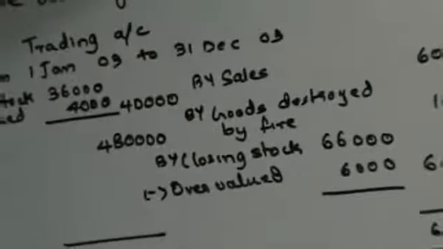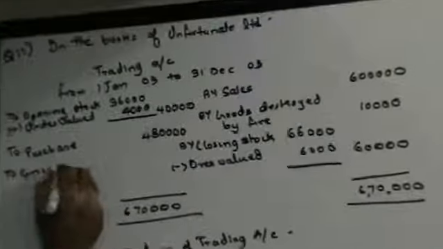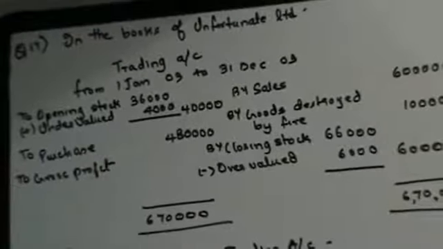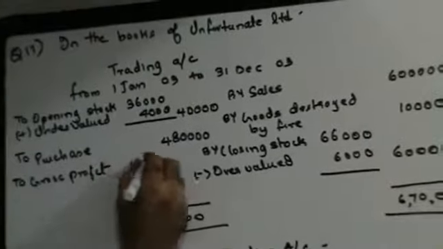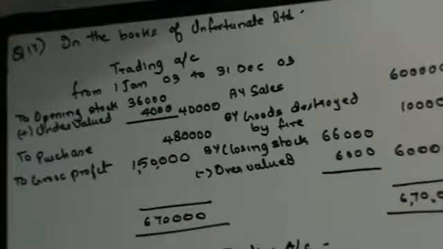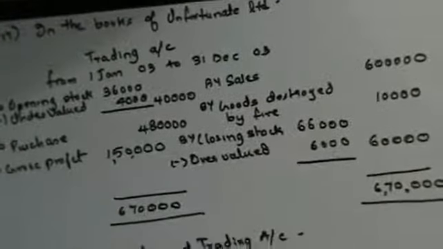6,70,000. The difference is going to be written as gross profit. Gross profit will work out to be 1,50,000. How did I get that? 6,70,000 minus 40,000 minus 4,80,000. Once I have this, then I can do working note 3. Find out gross profit ratio.